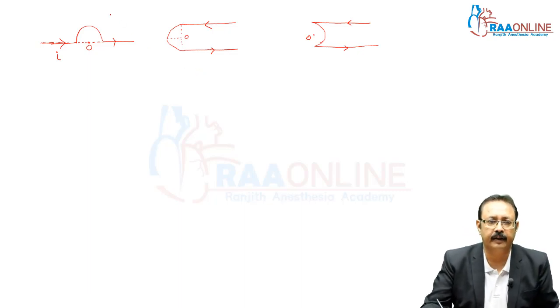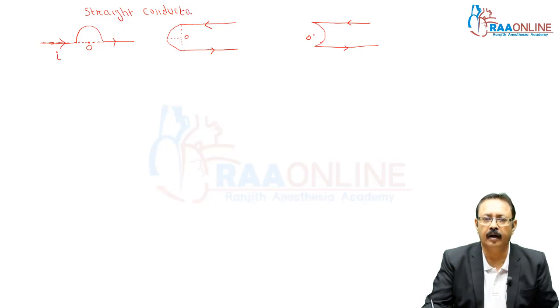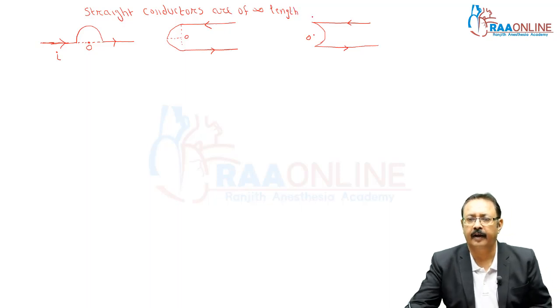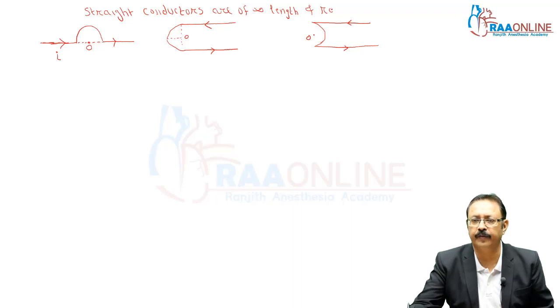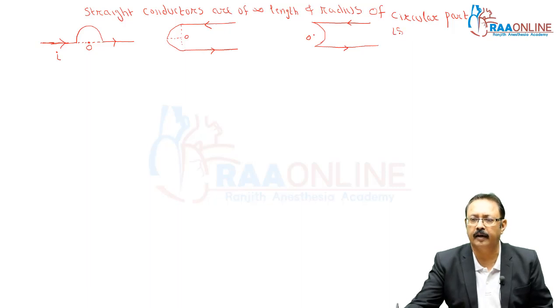What they are saying: the straight conductors are of infinite length, and the radius of the circular part is R and current is I.